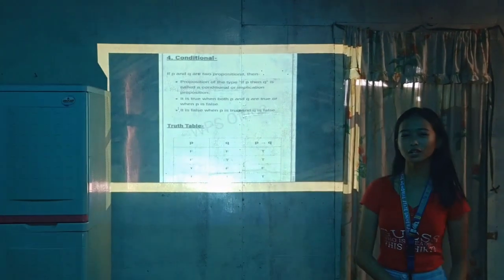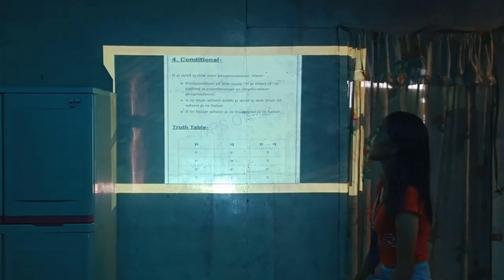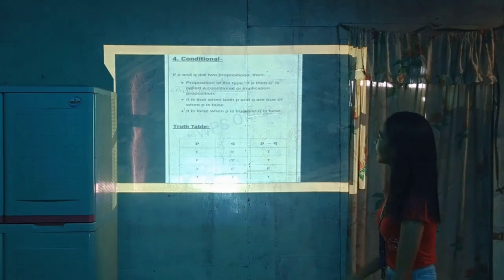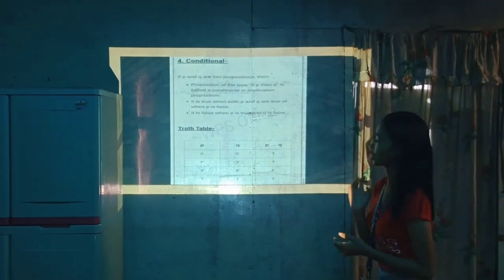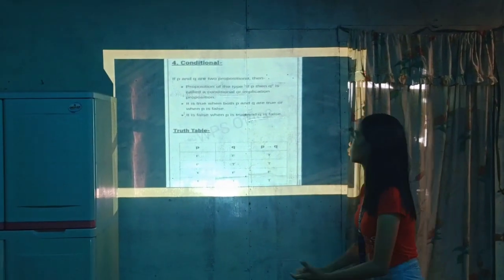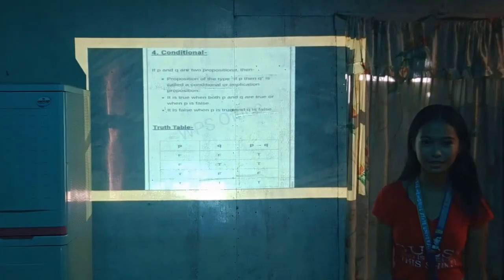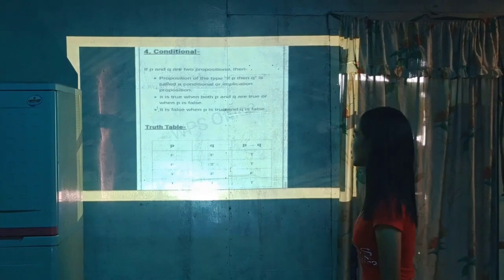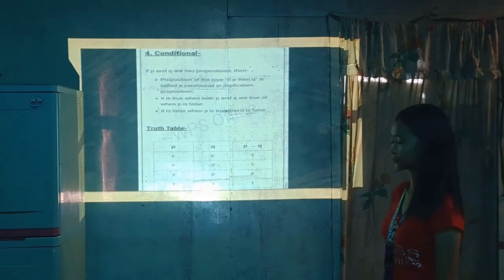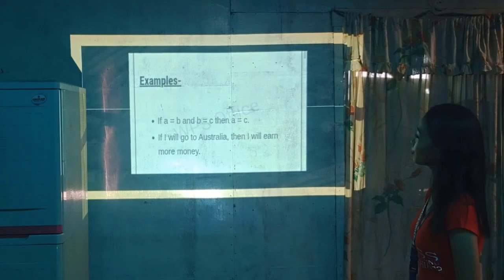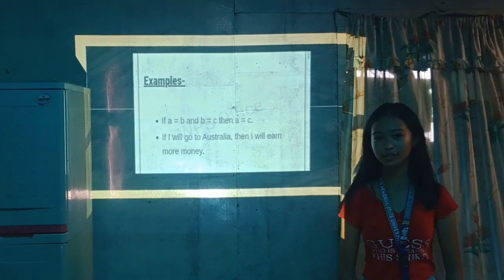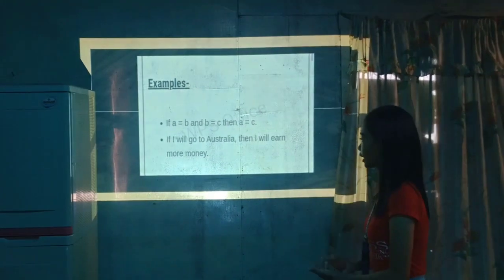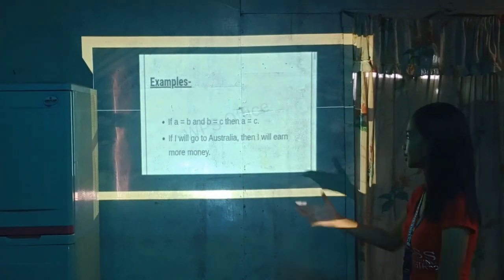The fourth example of logical connectives is conditional. If P and Q are two propositions, then a proposition of the type if P then Q is called a conditional or implication proposition. It is true when both P and Q are true or when P is false. It is false when P is true and Q is false. This is the truth table of conditional. The example of conditional: if A is equal to B and B is equal to C, then A is equal to C. If I go to Australia, then I will earn more money. Another example of conditional.